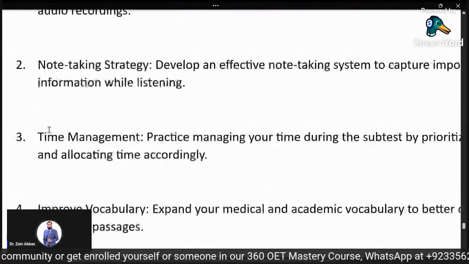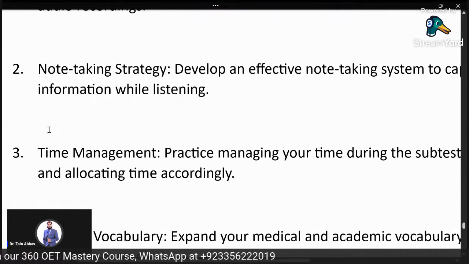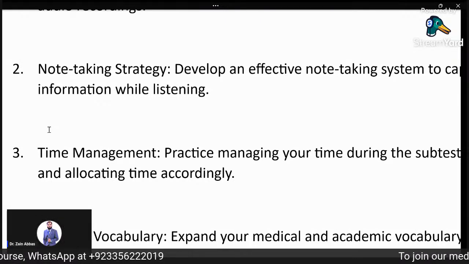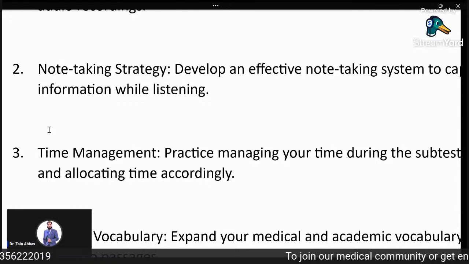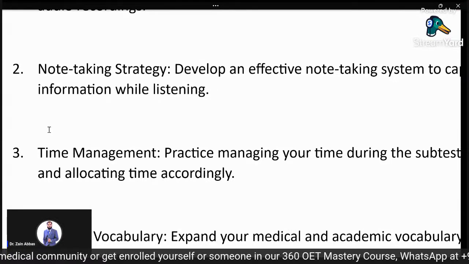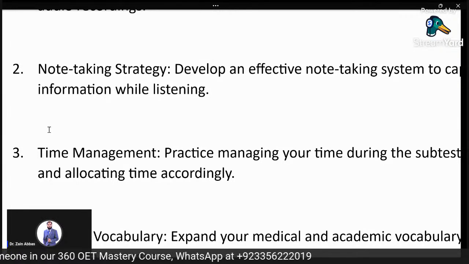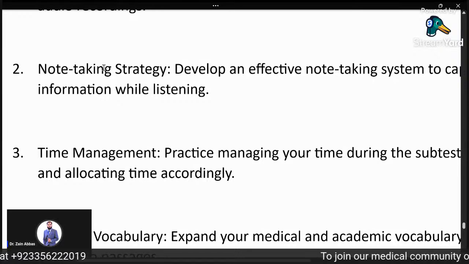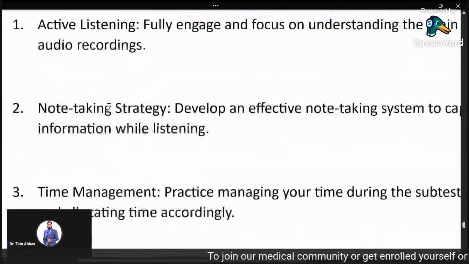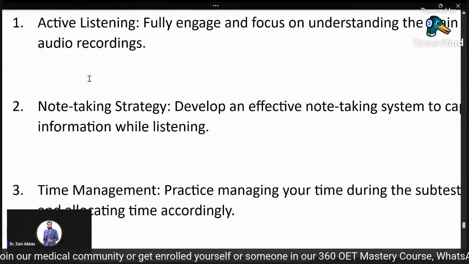The next important point is time management. Obviously, time management is the key to every subtest, but here you need to manage your time accordingly. In listening part A, you need to manage your time efficiently, in the way that you separate your reading time and your performance time. In your reading time, you need to stick to the note taking strategy, and in your performance time, you need to stick to the first strategy, active listening. So this is how time management works.